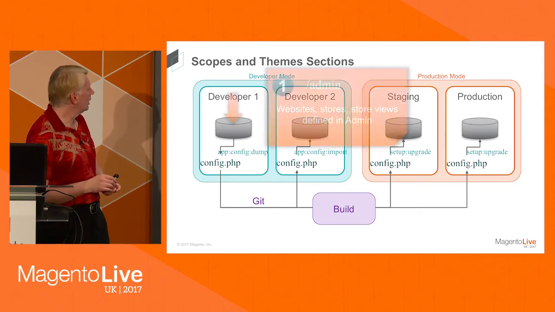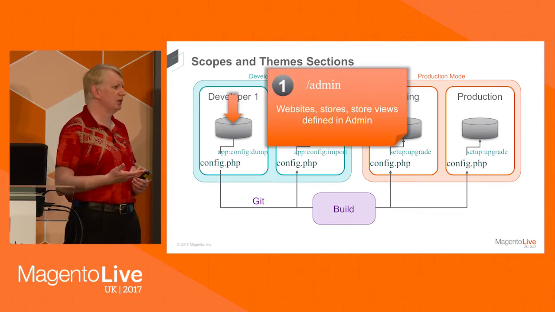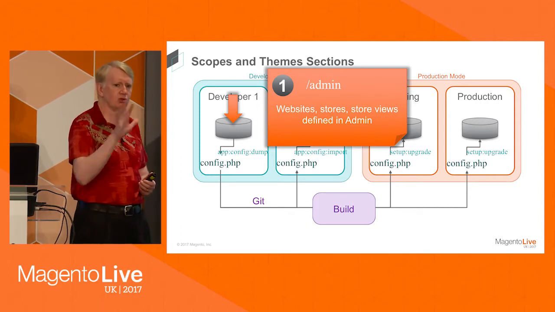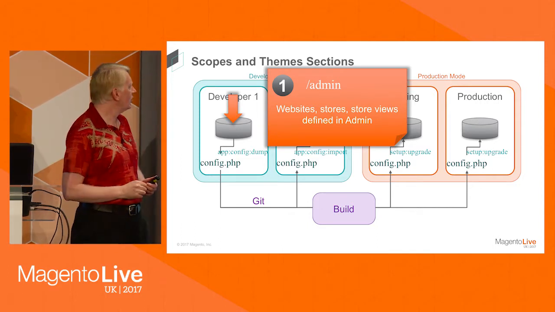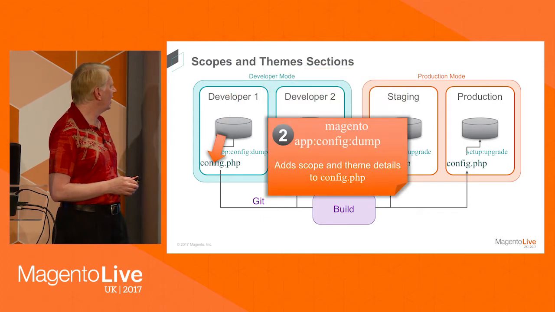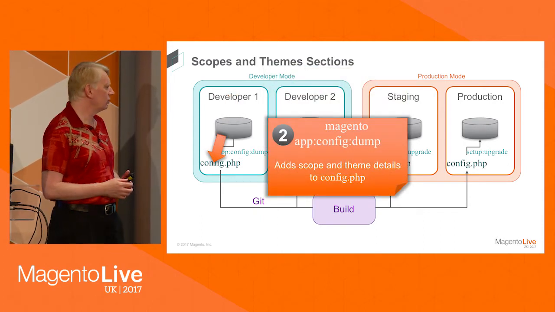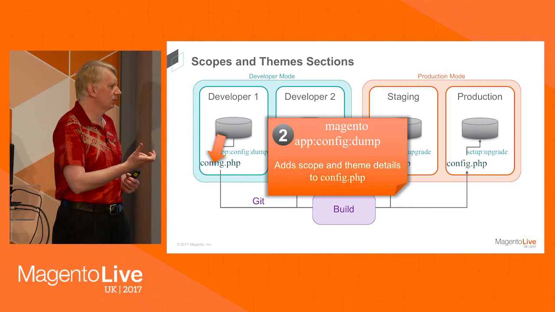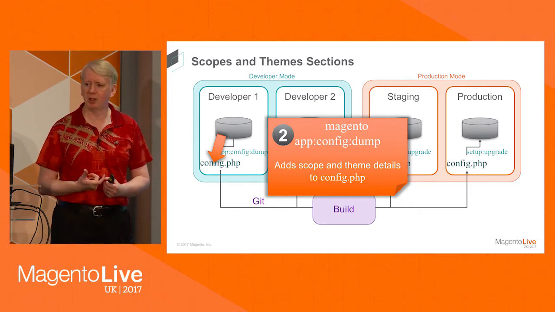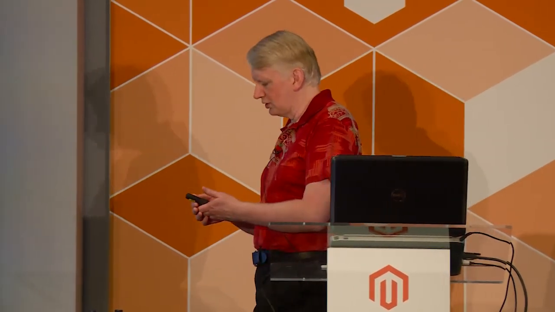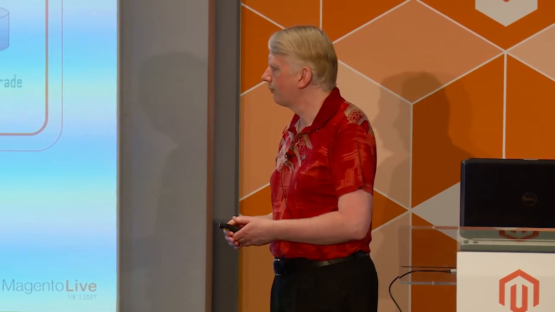So what we're going to do is use your admin to define your website, stores and store views as per normal. There's a new command called app-config-dump, and what it will do is go through your database and copy those values into the config.php file for you. You can do it by hand if you want to, but this is just a useful command to run. I personally would then do a git diff to see what changes it's doing and review them before actually committing them. But that's one of the new features that's now available in 2.2.